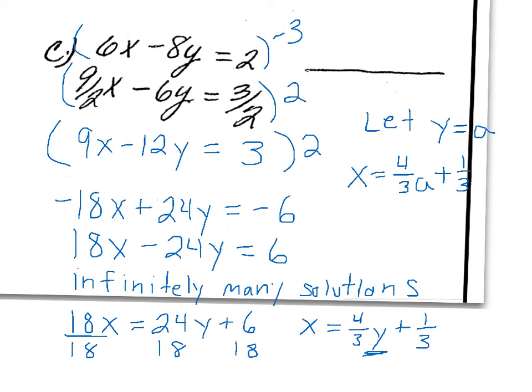So our answer for this will be (4/3 a plus 1/3, a). If you prefer, you can multiply everybody by 3. So our final answer would be (4a plus 1, 3a). But either answer would work.